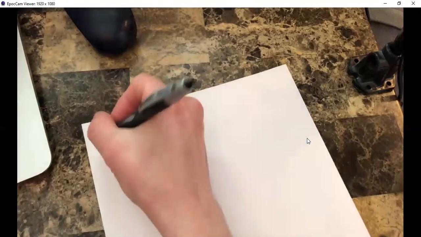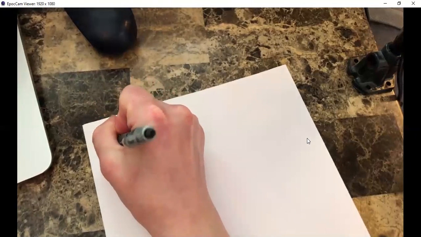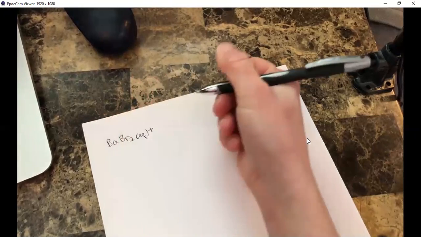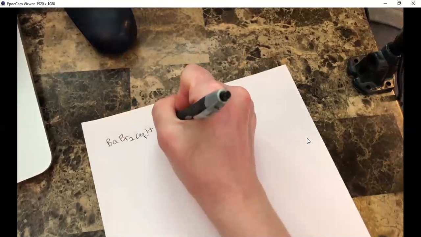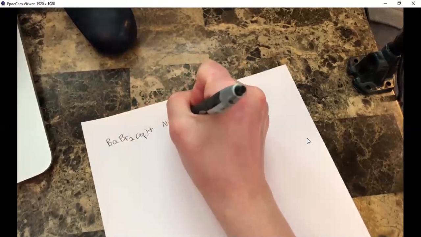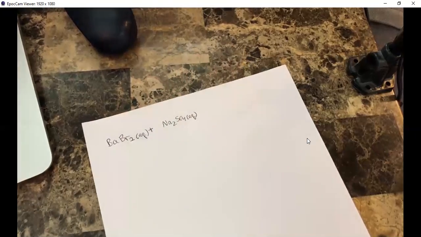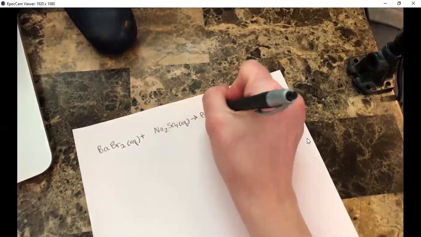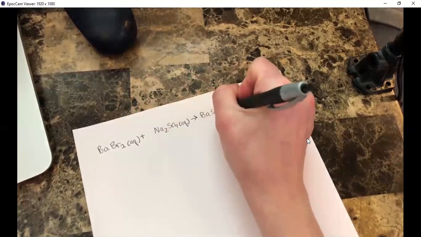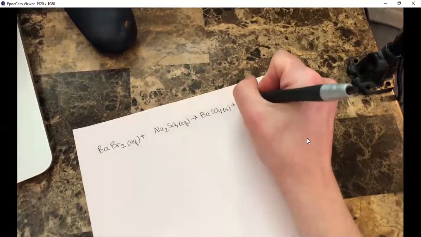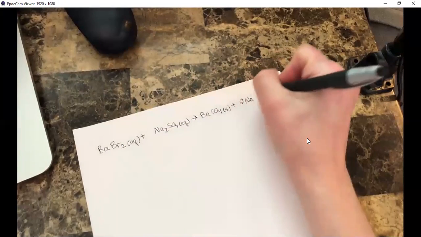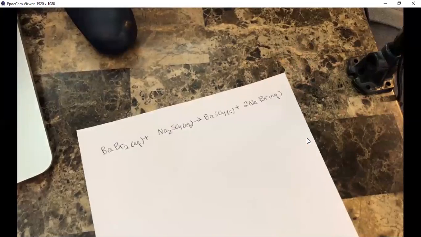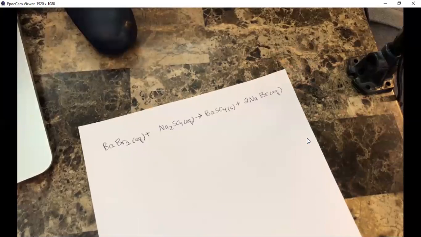So if I've got, we're going to go with barium bromide, which is aqueous. And we're going to add to it sodium sulfate, which is also aqueous, right? This is going to yield barium sulfate, which is a solid, plus sodium bromide, which is aqueous. Okay, and I'll let you figure out if you want to go through and balance that. That's what it is.